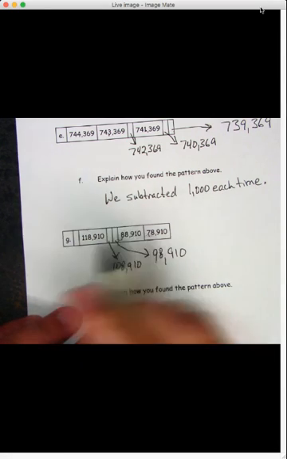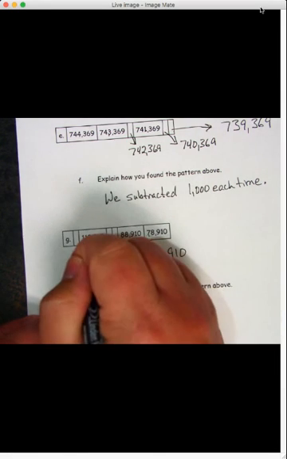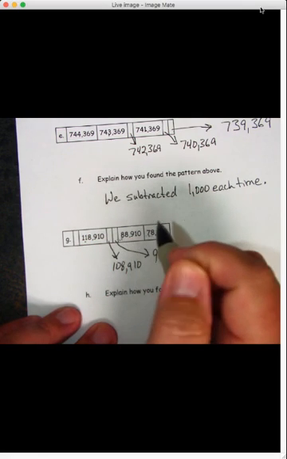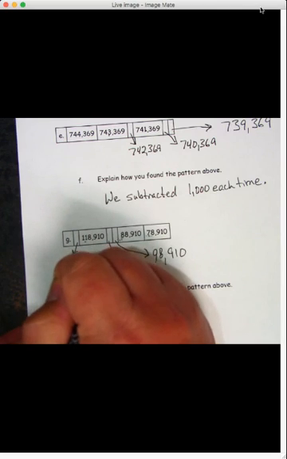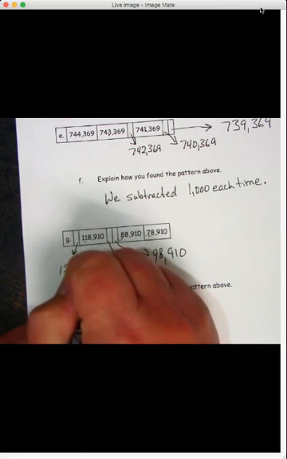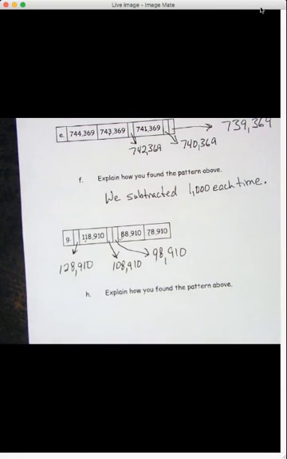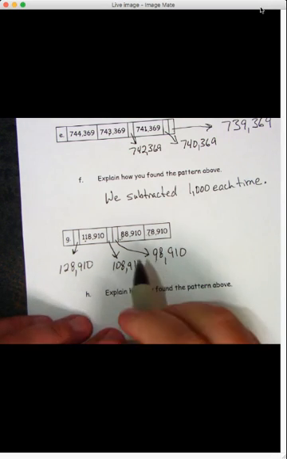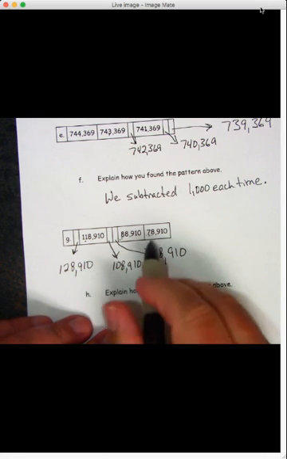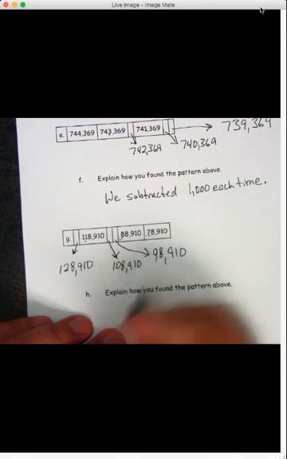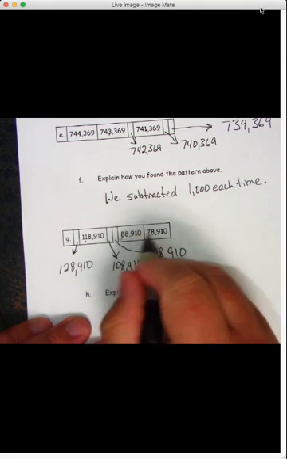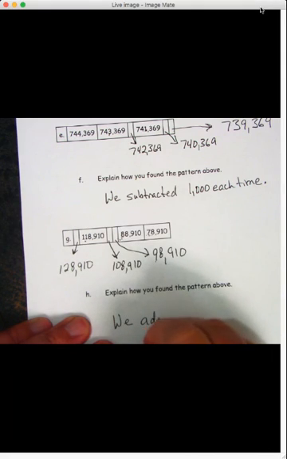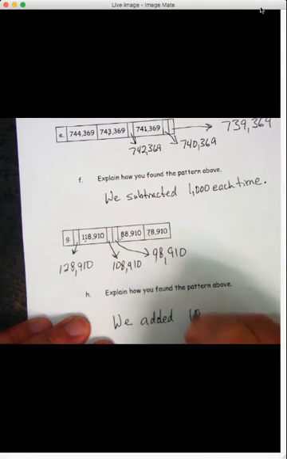118,910, and we're going to add 10,000 more to 118,000. It's going to be what? We're going to put a 2 in that place. 128,910. How do we find this pattern? Well, what did we do? We worked backwards and we added 10,000 each time.